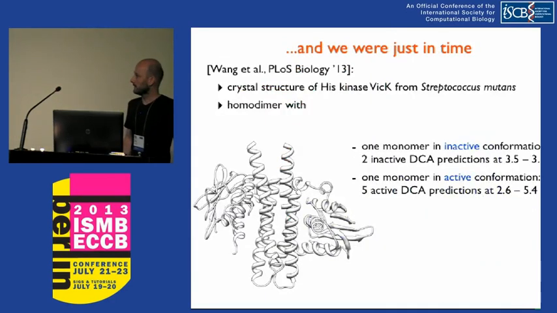And actually, half a year after we published, a new crystal structure, the fourth one, appeared, and it's a funny one because it's an asymmetric structure, which contains the inactive and the active conformation. And actually, in the inactive, the two inactive predictions are in contact, and in the active structure, the active predictions are in contact. Which beautifully confirms our prediction.